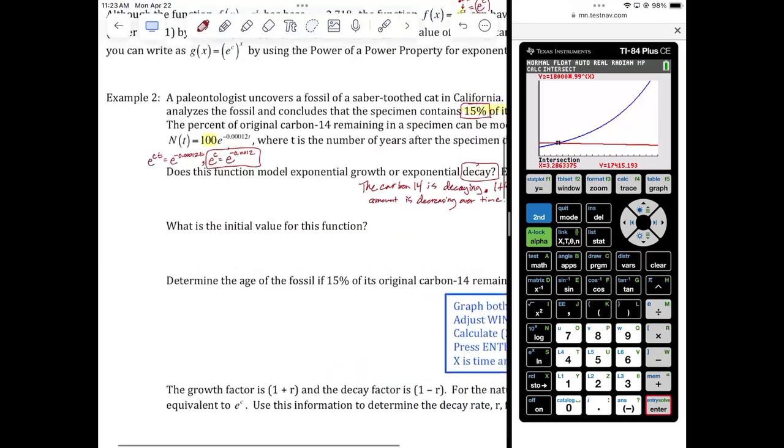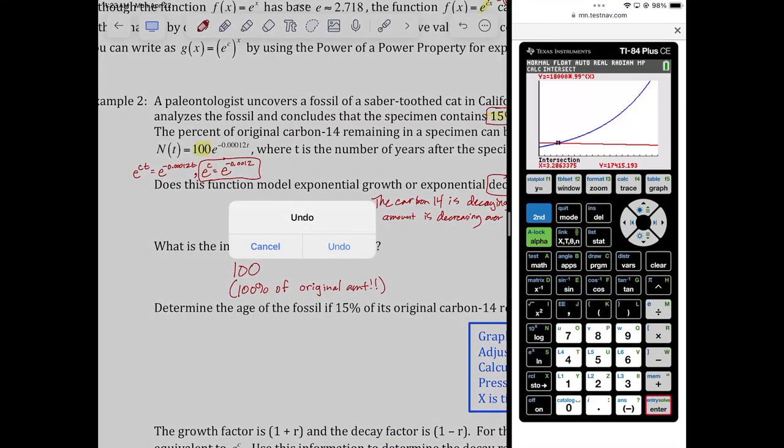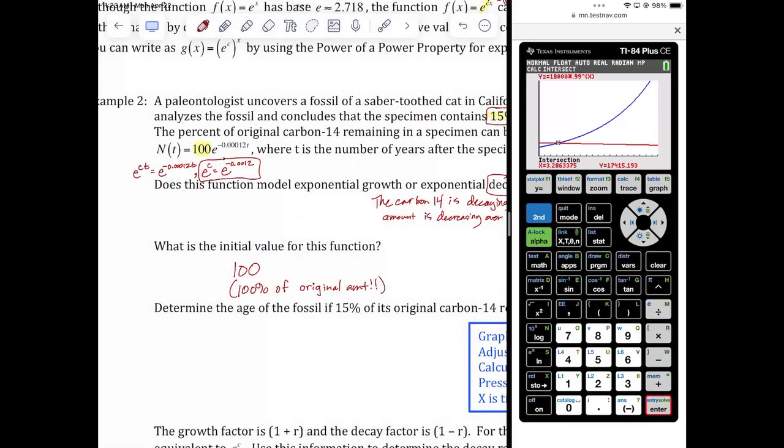All right. What is the initial value of the function? We already highlighted it. What is it? 100. And that basically means 100% of the original amount. When you're working with percentages, you can use 100 as your initial amount when you're dealing with percentages.